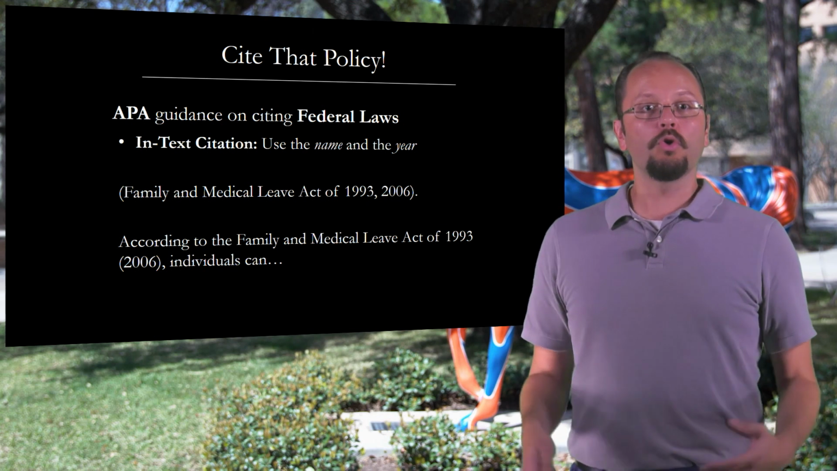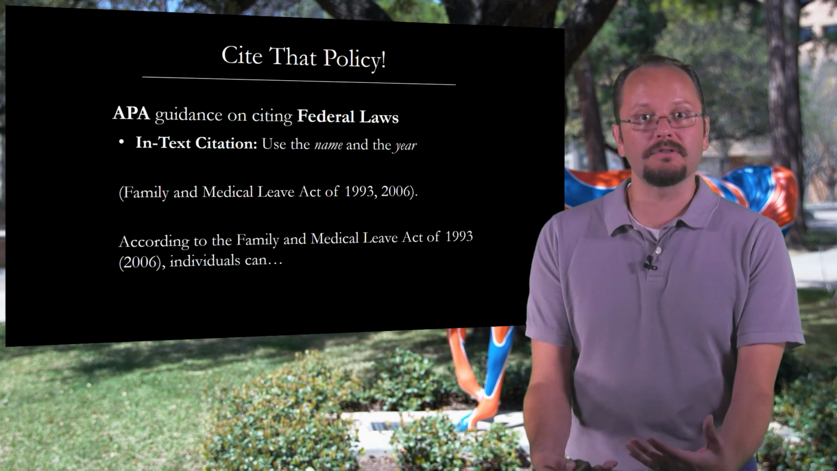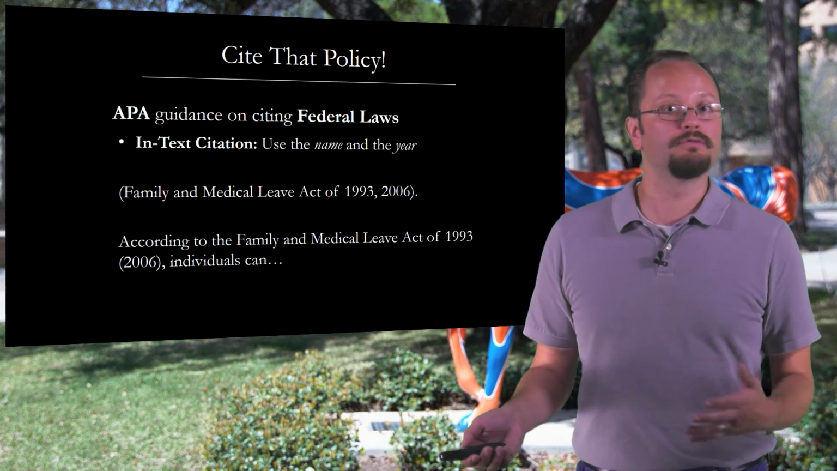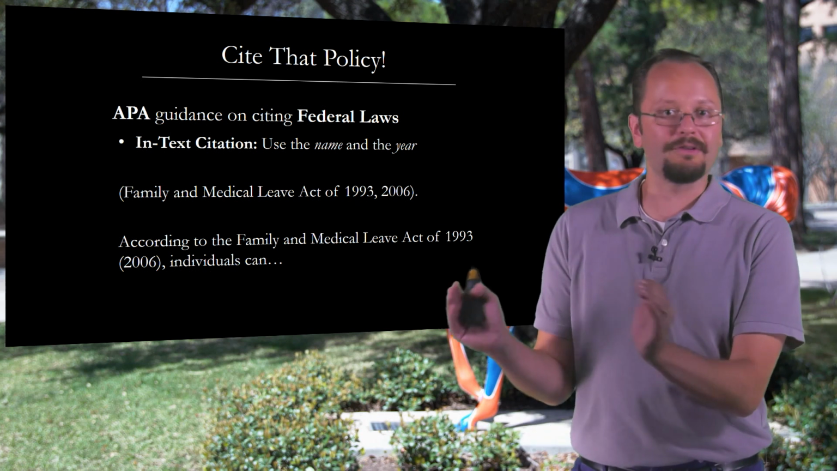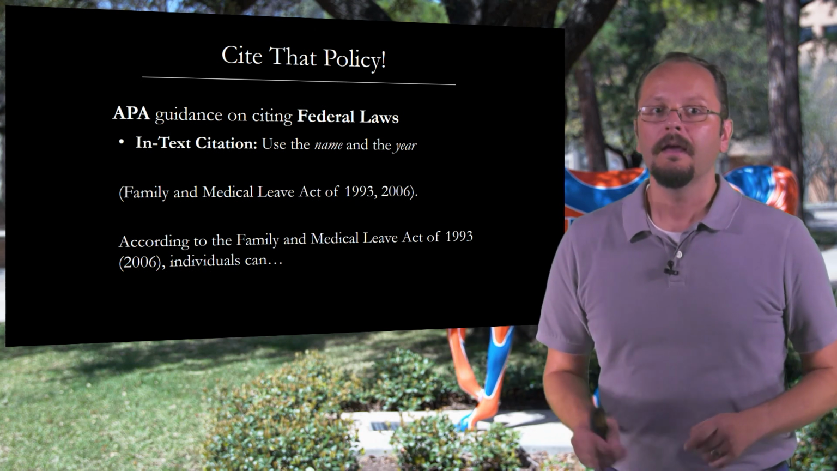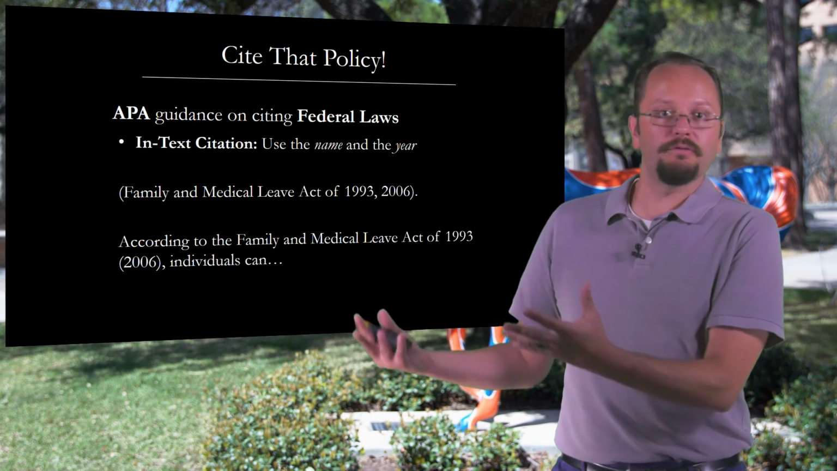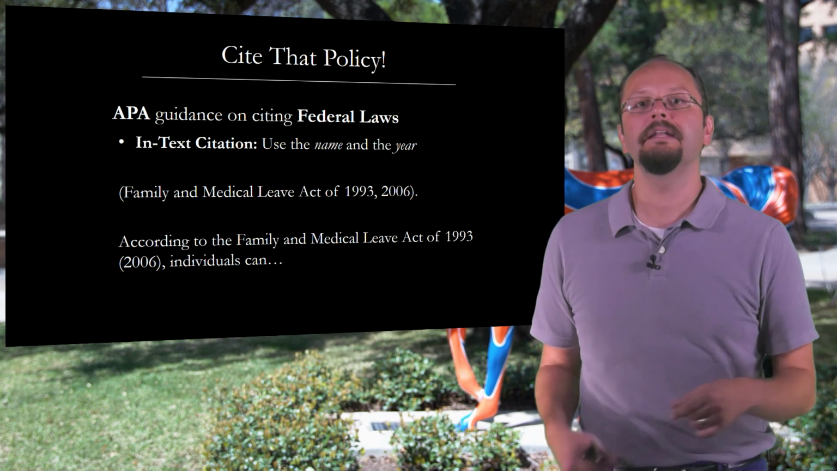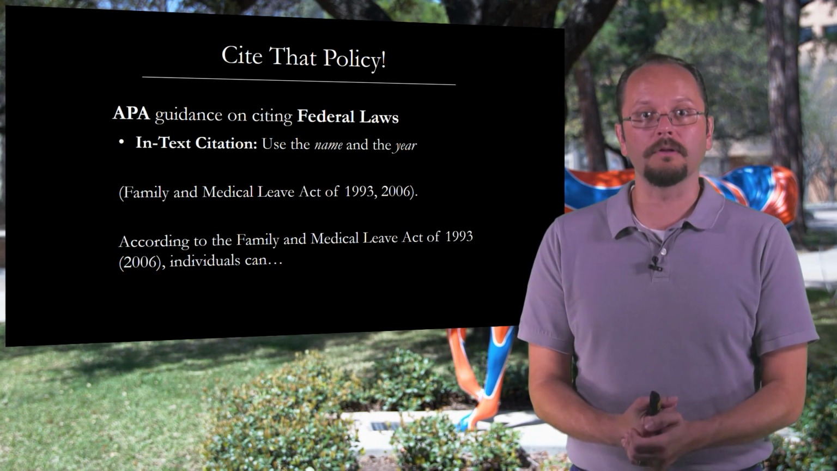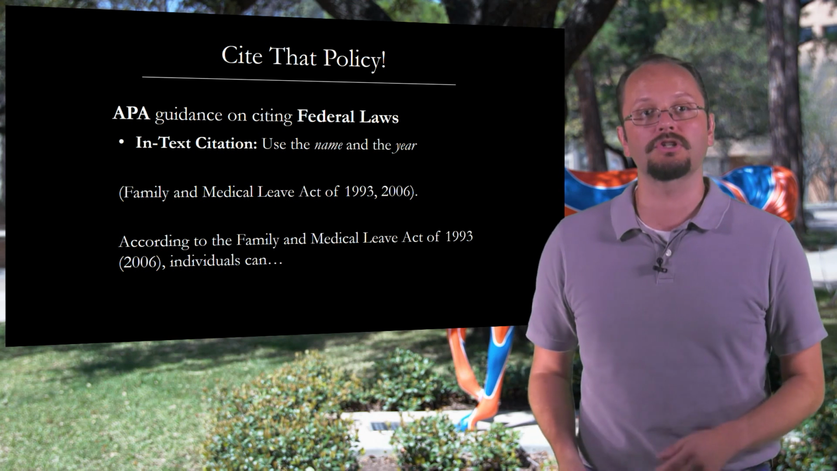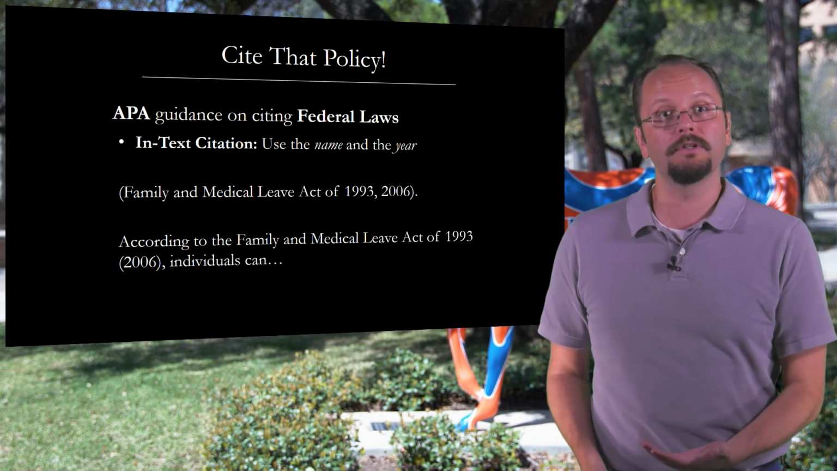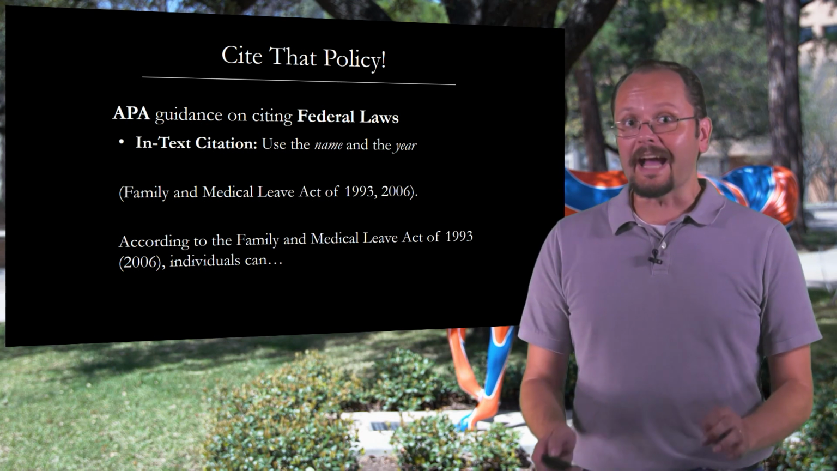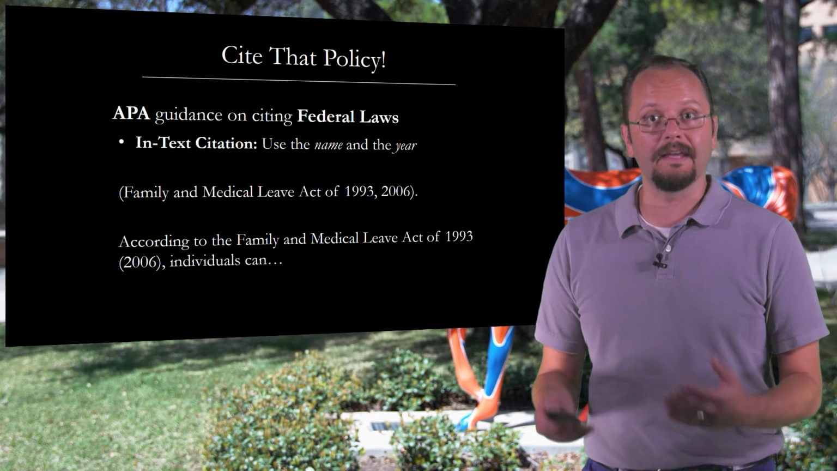Now, when you want to incorporate the name of the law into your sentence, you're going to bring the name out of the parentheses. According to the Family and Medical Leave Act of 1993, and then parentheses, 2006, the year of the U.S. Code, comma, individuals can do something or other. Individuals qualify for something this way, right? So you have two choices about how to integrate it in. Now, if you do need to quote the policy, you will add an additional component, and that will be the section number that you're quoting from, possibly with some additional paragraph information. You'll be able to find more information about how exactly to do that in the resources that I'm going to provide at the end of the presentation here.